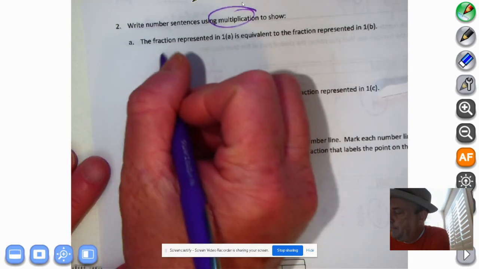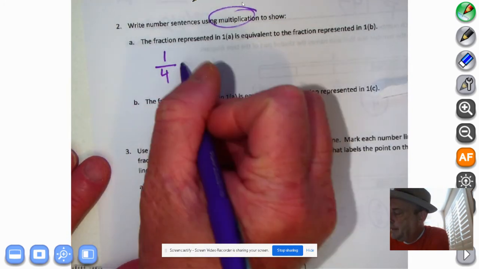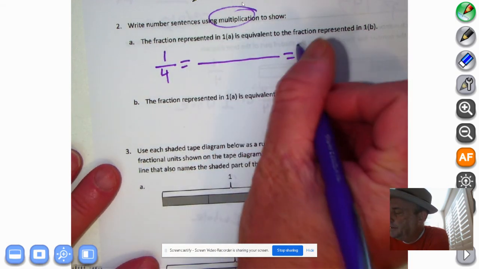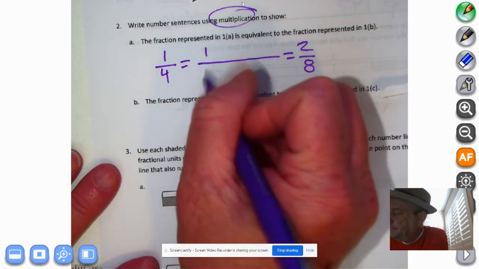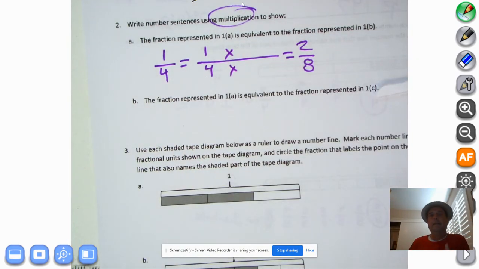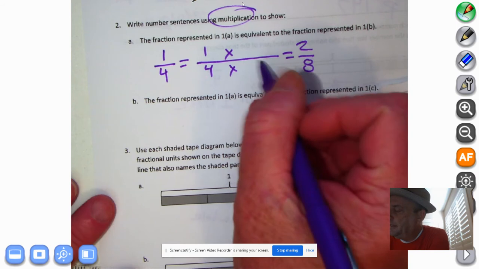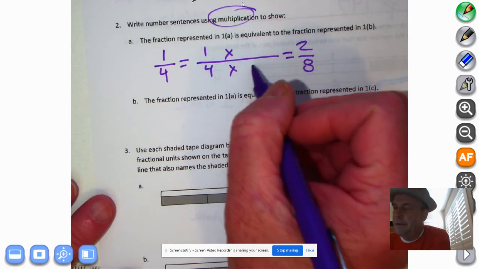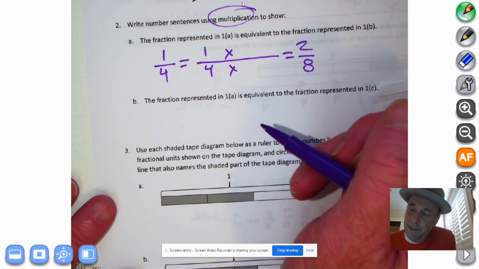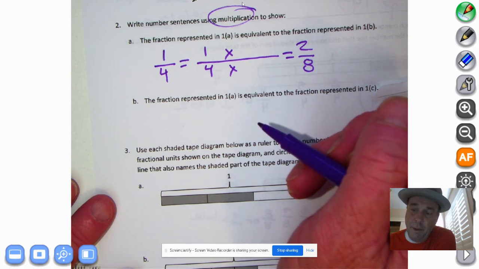So I'm going to take 1/4, and we're going to set up our vinculum, and we're going to prove it is 2/8 using multiplication. What are we going to multiply by to get 1/4 to 2/8? What fancy form of 1 will it be? Remember, when we're multiplying to find an equivalent, the denominator and the numerator have to be the same.